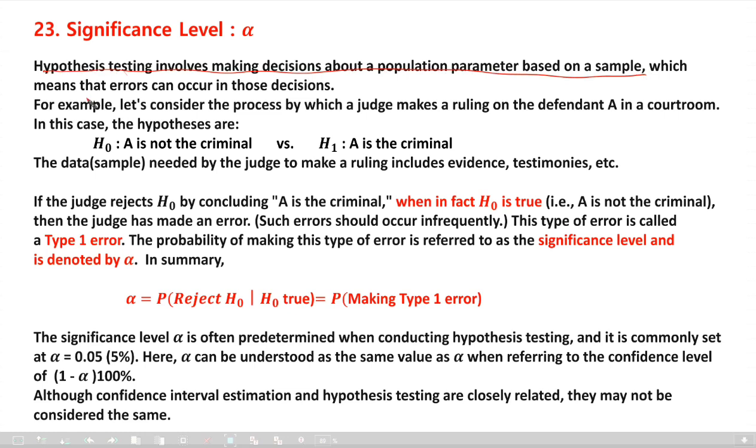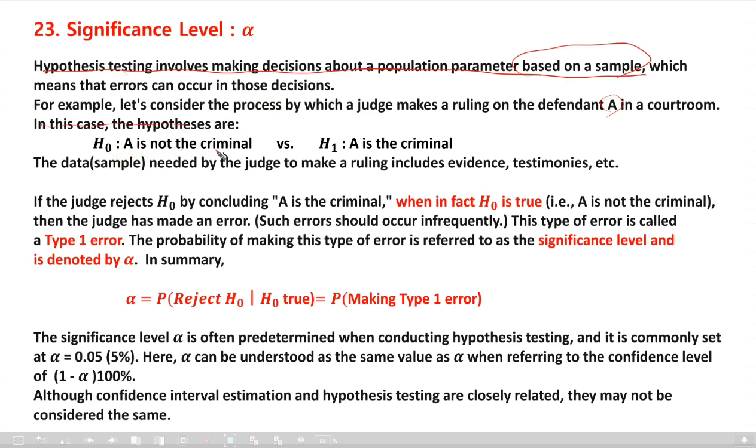Which means that errors can occur in making a decision, because we have to decide based on a sample. For example, let us consider the process by which a judge makes a ruling on the defendant A in a courtroom. A is a murder suspect. We already took this kind of example.